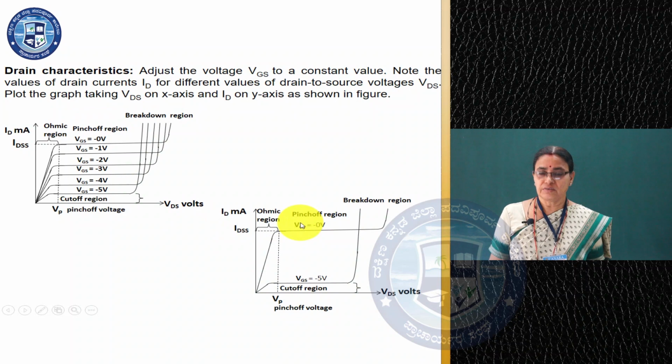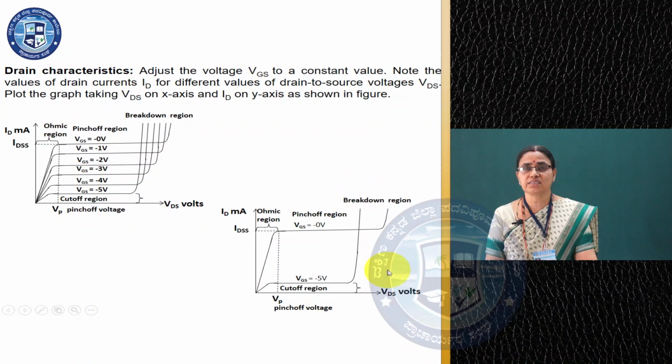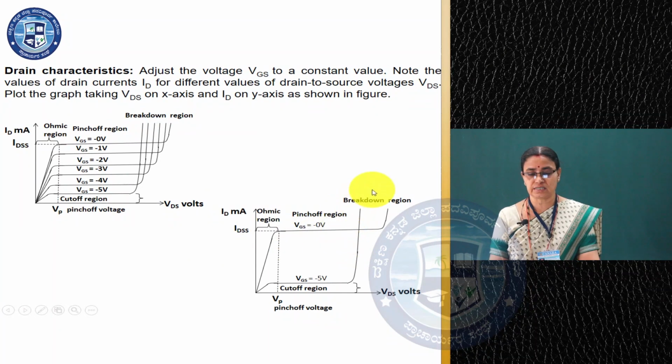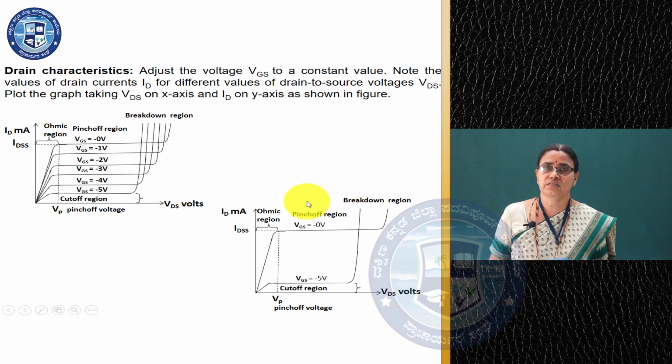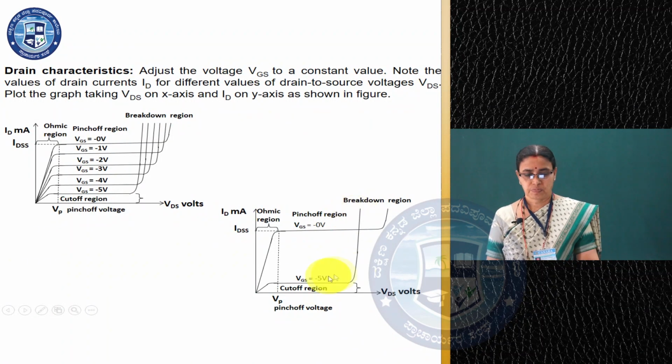The region in which ID is constant is called the pinch off region. And one more region here is the breakdown region. If you increase VDS, a very large amount of current flows through the circuit, due to enhancement of the majority charge carriers. So this region is called the breakdown region. It is very dangerous and you should work below the breakdown region using specifications.